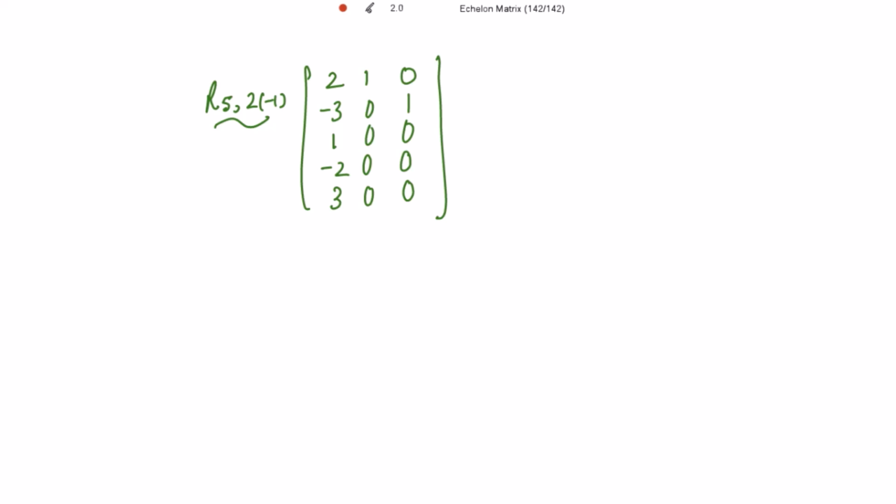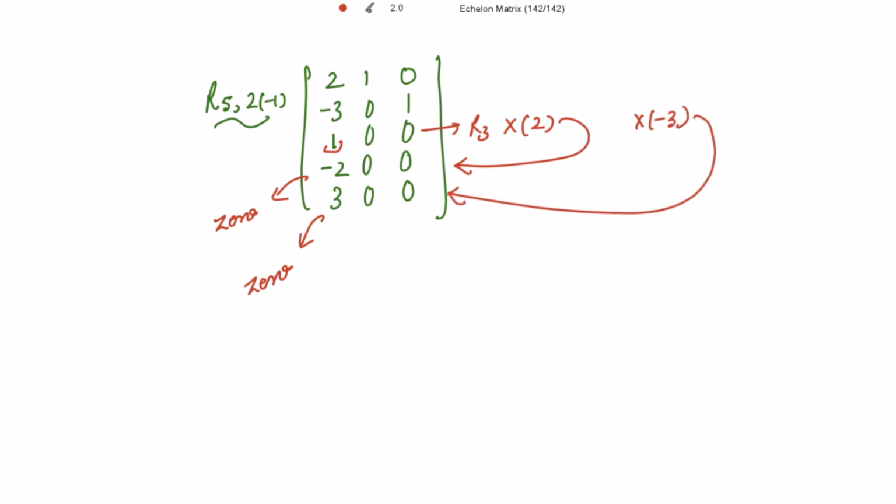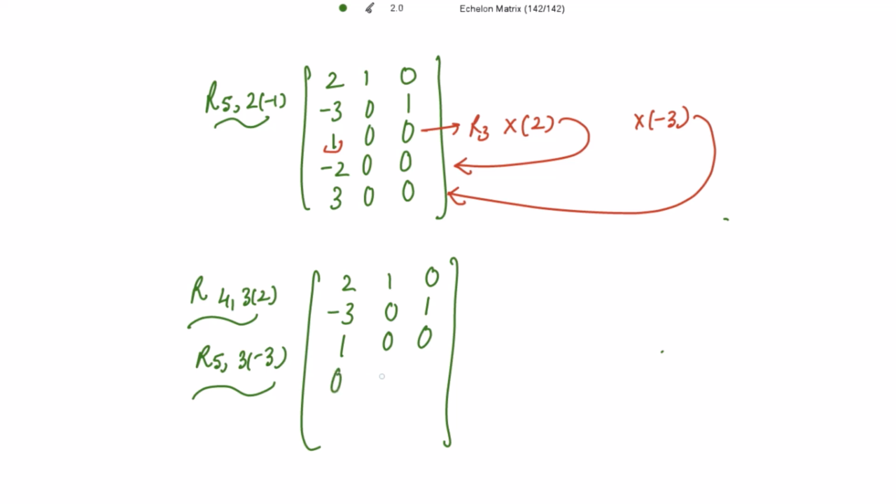To get the matrix in a beautiful echelon form, I also need to make these two entries to be 0, that is below this 1. So making use of row 3, always make use of that row which is having the leading entry to be 1. To get 0 in place of negative 2, just multiply the row 3 with 2 and adding its elements to the row 4. To get 0 in place of 3, just multiplying the row 3 with negative 3 and adding its elements to the last row. So the fourth row is changed into 0, 0, 0 and fifth row is also 0, 0, 0, right?